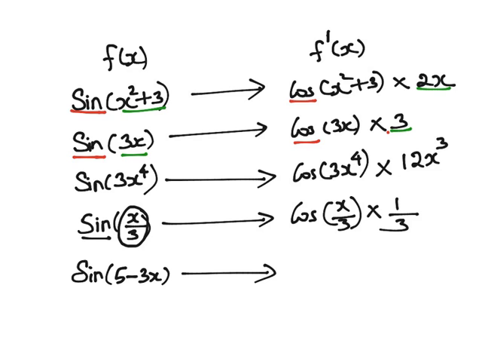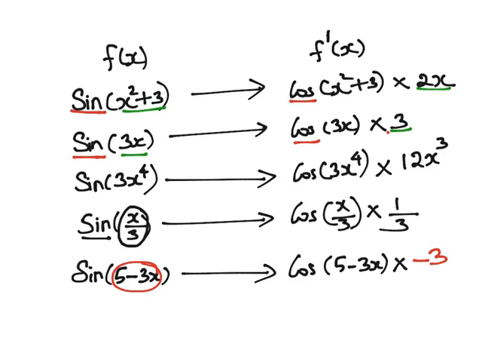So what will be the derivative? Very simple. Sine of 5 minus 3x, so the derivative of sine is cos, so it will be cos of 5 minus 3x multiplied by the derivative of 5 minus 3x, which is nothing but minus 3. Okay, so I hope you can see the pattern right now, how it's very simple.